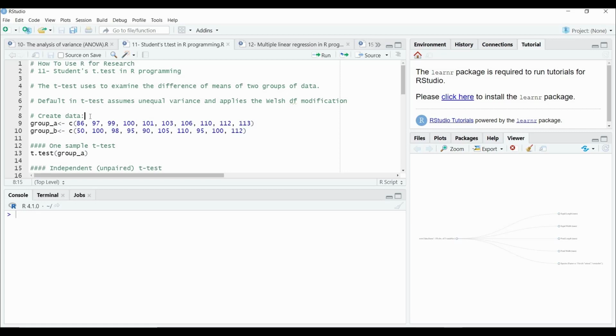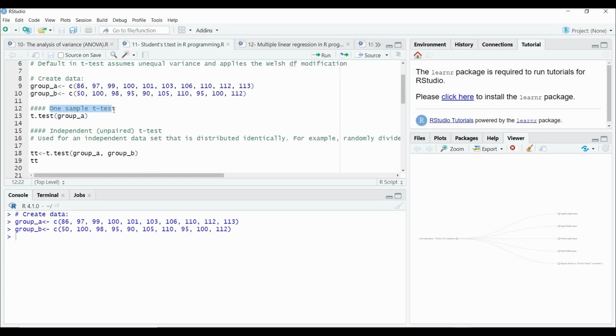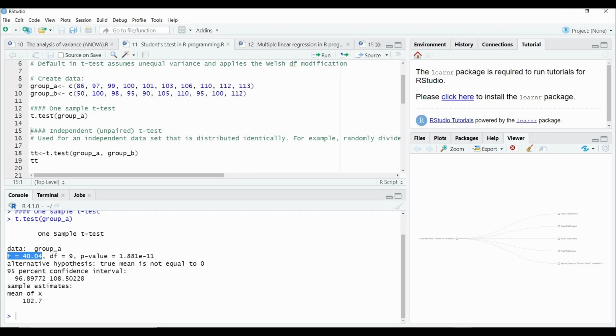Let's, at the beginning, create some data, group A and group B. We have a one-sample t-test, only group A. The function is t.test, and the data is group A. That's the t-value, degrees of freedom 9, and the p-value, significant.